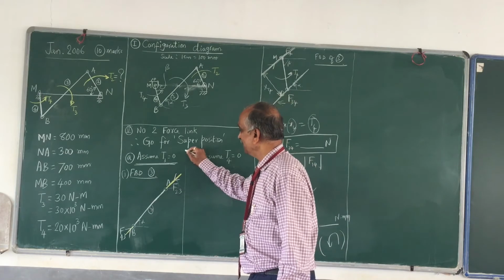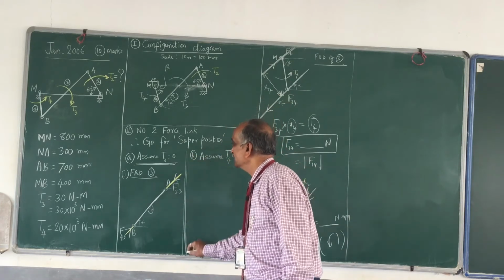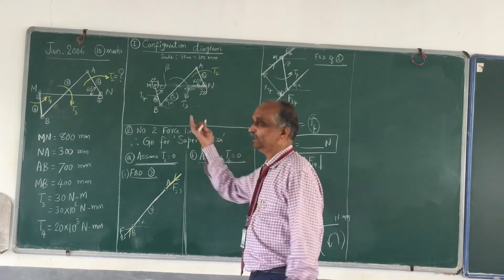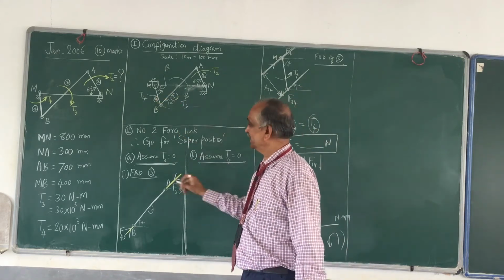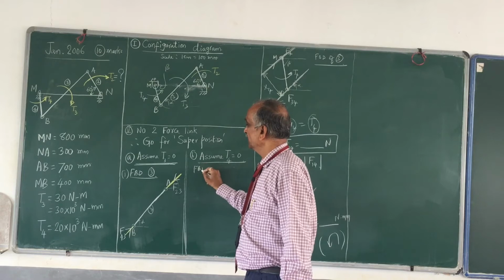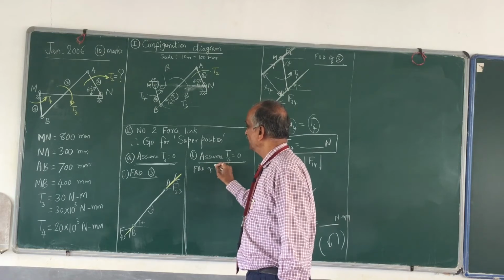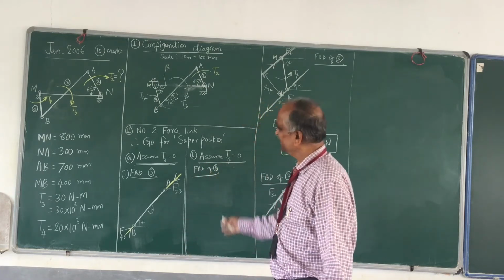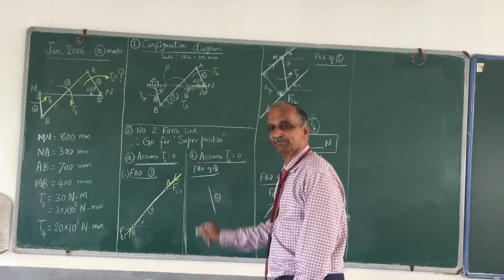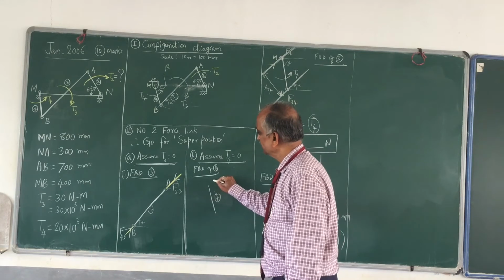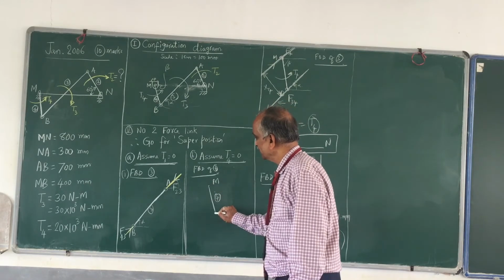Now coming to the second part. What is that second part? Now assume T4 is equal to 0. T4 is not there. So if T4 is not there, then draw the free body diagram of link number 4, FBD of link number 4. It is very similar. Draw link number 4. This is link number 4. So this is your M, this is your B.